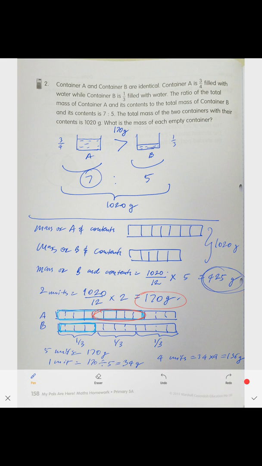Now we know the mass of the B with water, and we know the mass of the water. So this is how we answer our question. What is the container? The container is 425. Let me write it here. 425 minus 136, 289 gram. 289 gram. That's it. That's your answer. The mass of each empty container is 289 grams. All right.